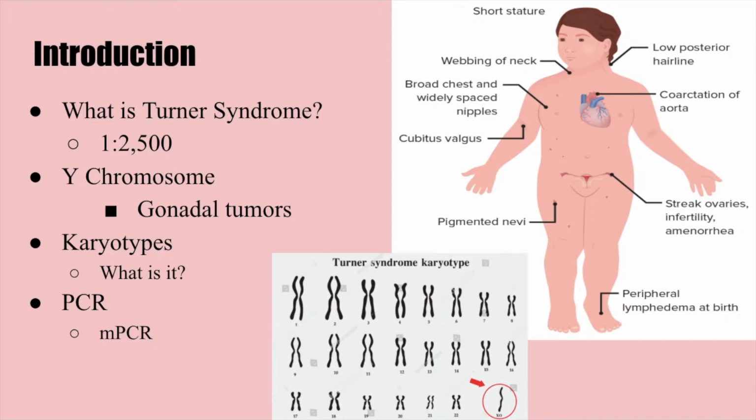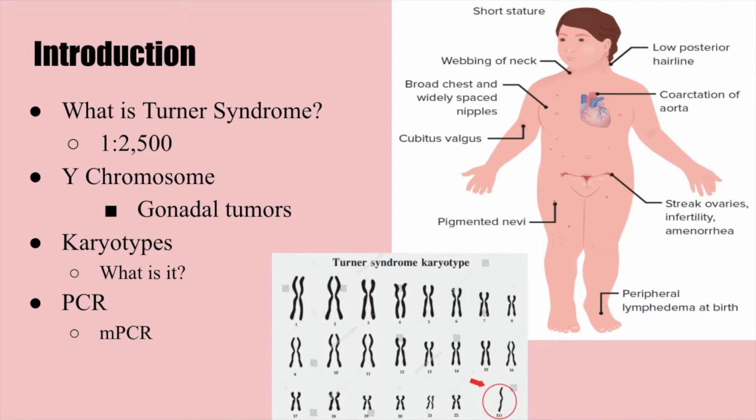The problem with individuals with Turner Syndrome is that because of their gonadal dysgenesis, if there is a Y chromosome present in their cells, the material in the Y chromosome will actually cause gonadal tumors. So it is important that these Y chromosome fragments are actually found. So normally the method used is karyotypes.